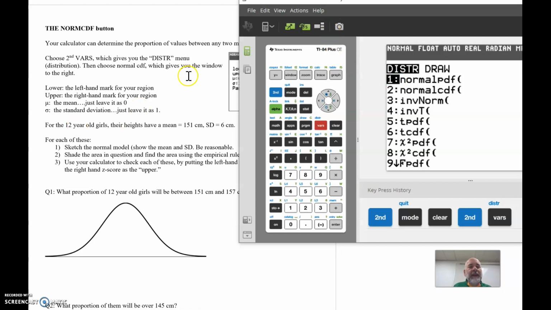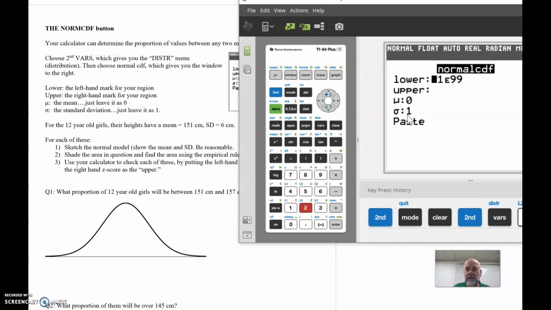So you choose normal CDF and it gives you the window to the right. I guess I should choose that. And you get a window that looks like this. So what is this stuff saying? It's asking you what the lower bound is and what the upper bound is for what you want to do. Now, there's a variety of ways to do this, and for today's homework, I want you to follow along exactly the way I do it. There's another way you could use the calculator, and I promise eventually you'll have times when I'll let you do that, but not here.